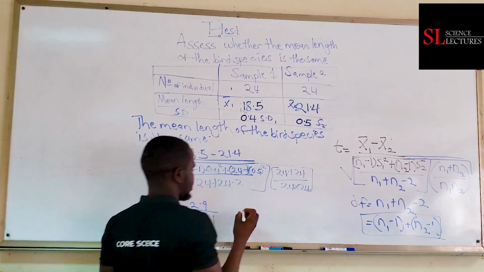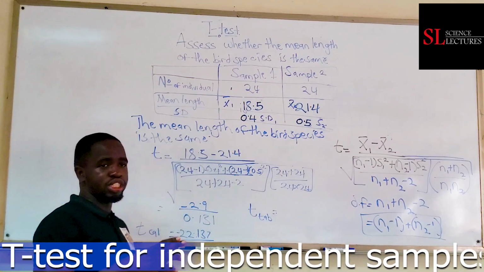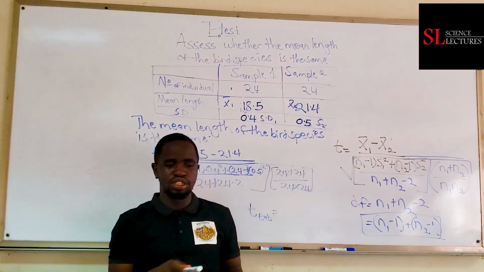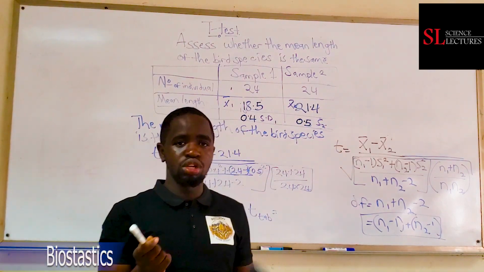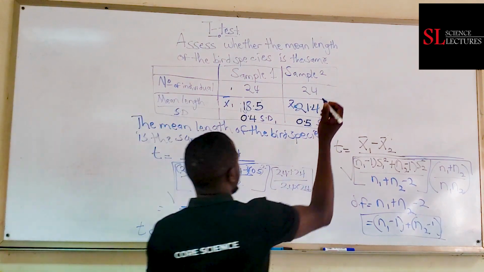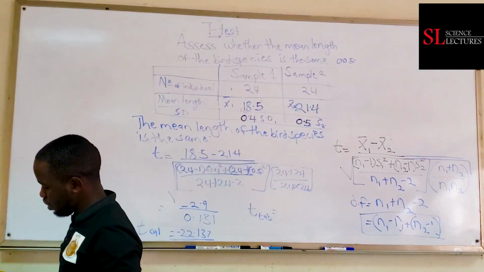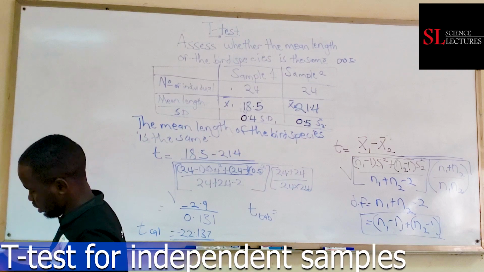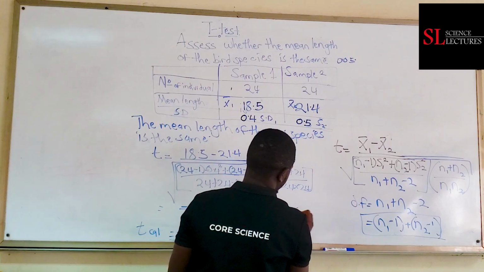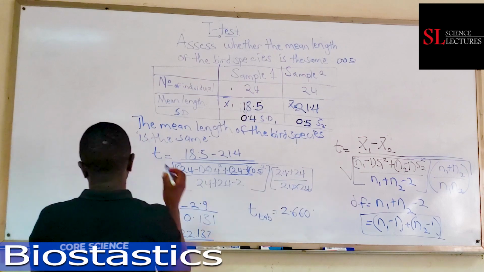We said you must get your t tab, or what they call the t critical value. Still, a t-test for independent samples utilizes the same tables as the one sample t-test, and we said it utilizes appendix 2, specifically the t-distribution table. So when you go there, I'll use 0.05. I'll read off at 0.05. If I check my tables, what do I have? Yes, I have 2.660 as my tabulated value, or as my critical value.